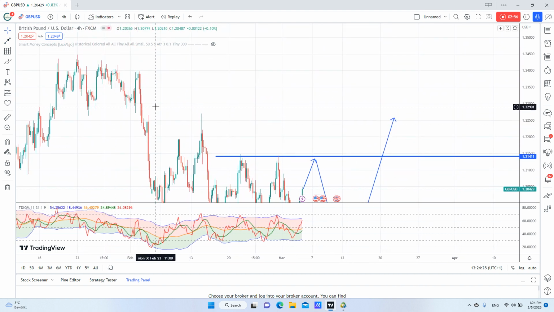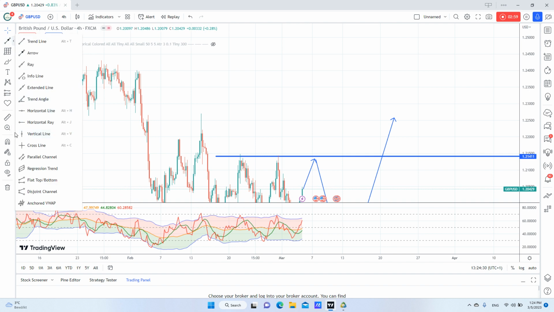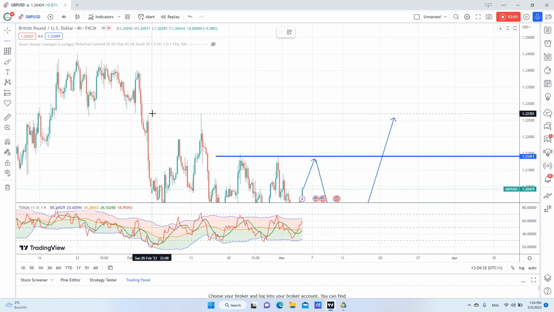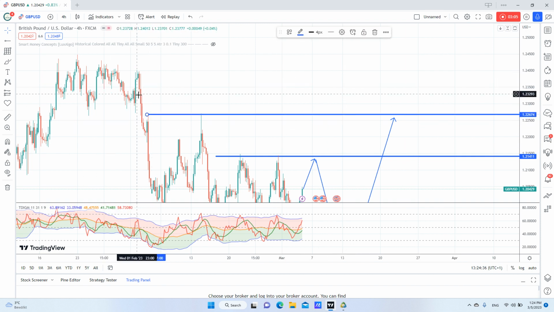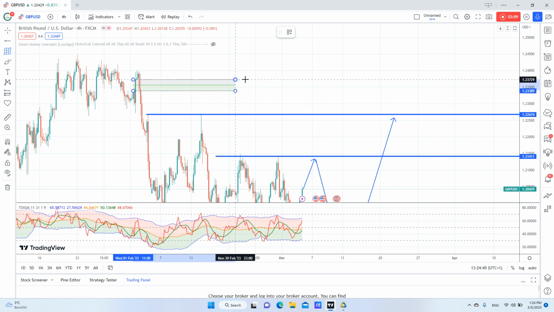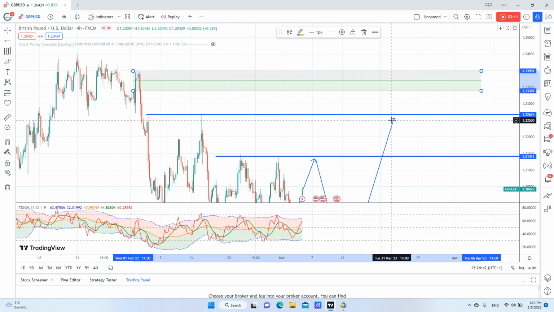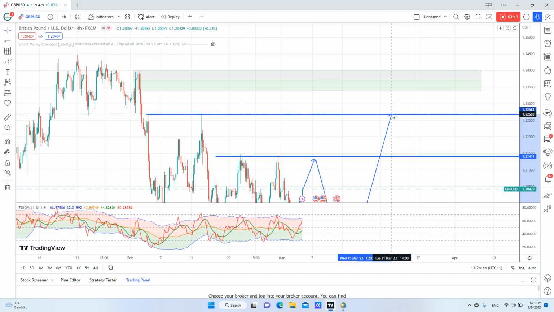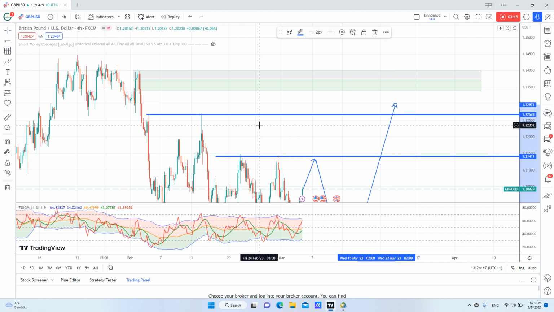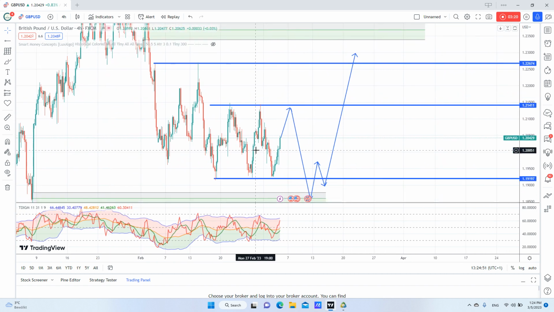maybe to this order, because here also we have sort of double tops here. So our target will be maybe these orders here. So we will take above this liquidity, maybe above these double tops, and we will exit. This is the buy scenario.